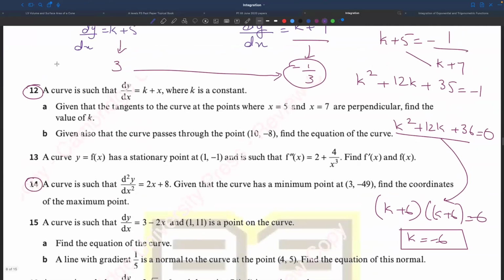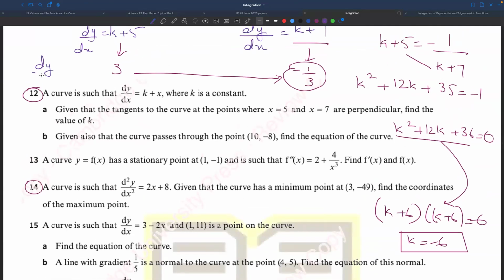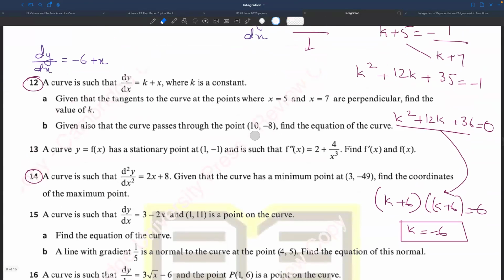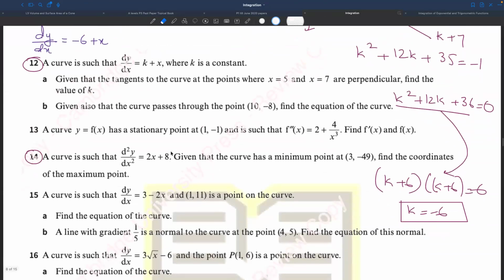So now once you have the value of k over here, which is minus 6, Subhan, you got minus 6 for k? Yes, sir. Lovely. So now once you have this dy dx, you integrate, put the points over here, 10 and minus 8, and you get the equation of the curve. That's it.